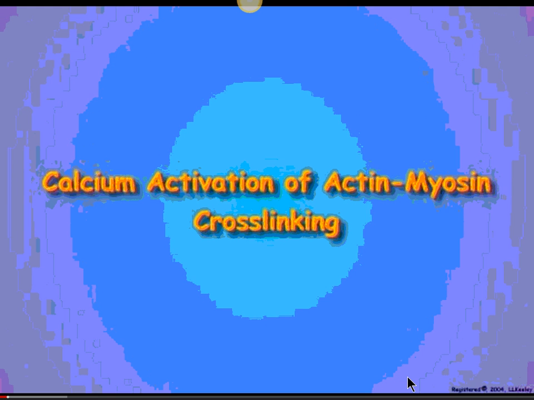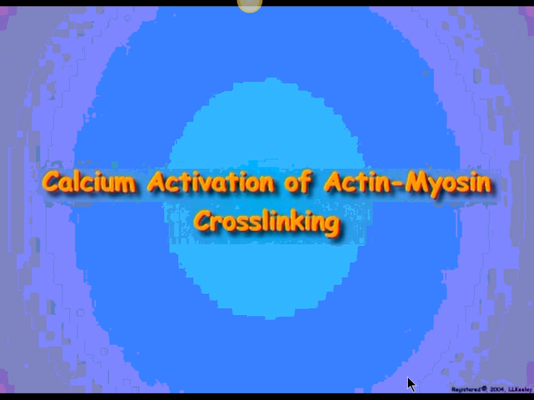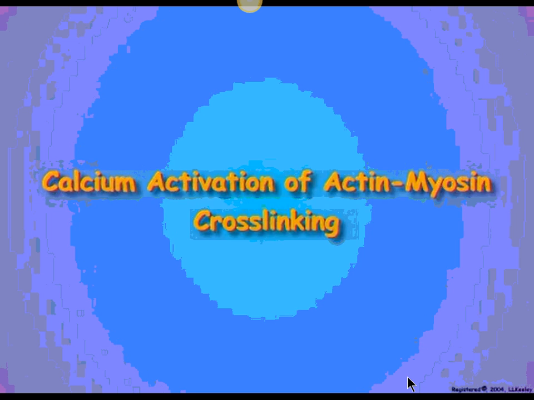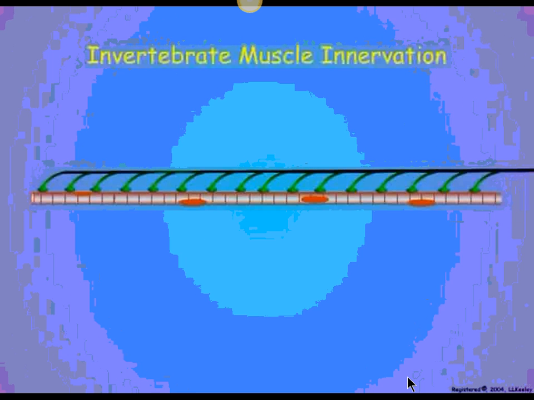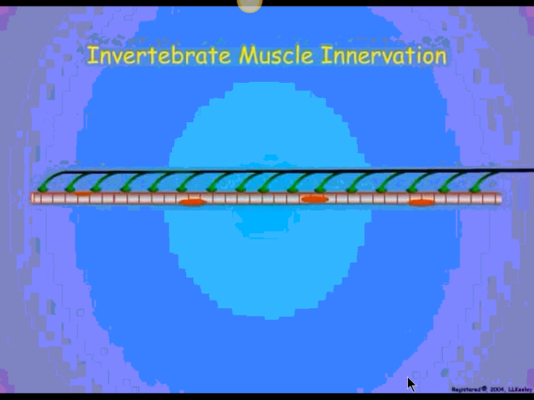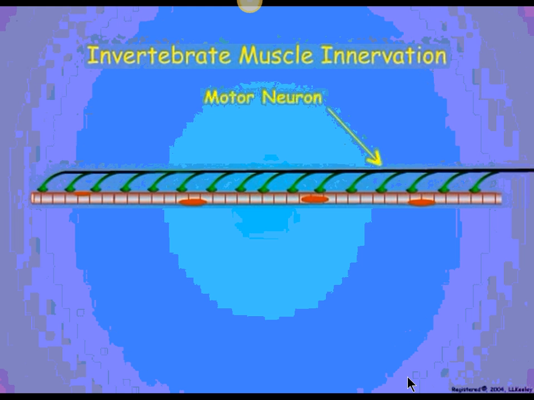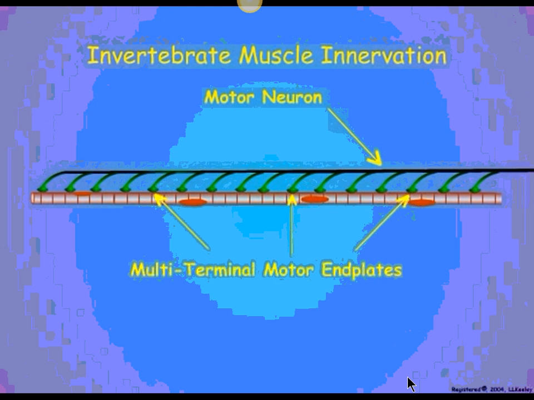This scene shows the events of contraction, biochemical details of cross-linking and sliding in the actin filaments by the myosin heads. The cycle starts when an electrical impulse from a motor neuron stimulates a muscle fiber. Invertebrate animals may have 1, 2, or 3 motor neurons that control the contraction of a single muscle fiber, and each motor neuron has multiple end-plate junctions spread over the fiber surface.